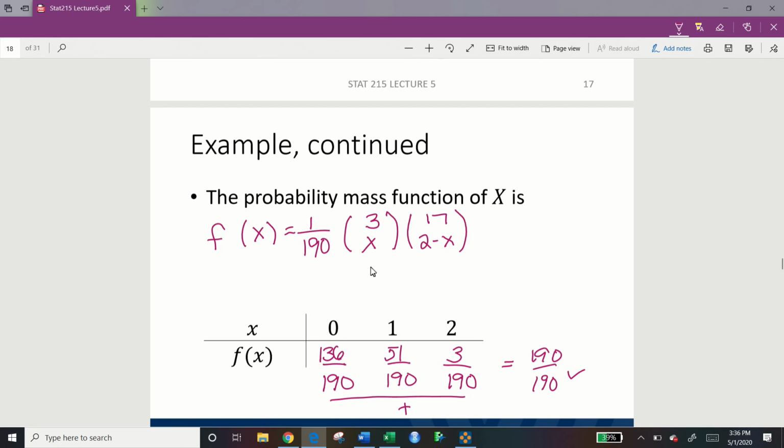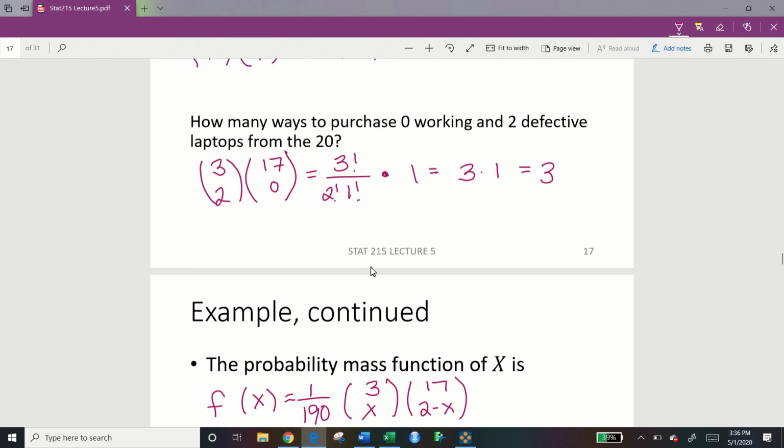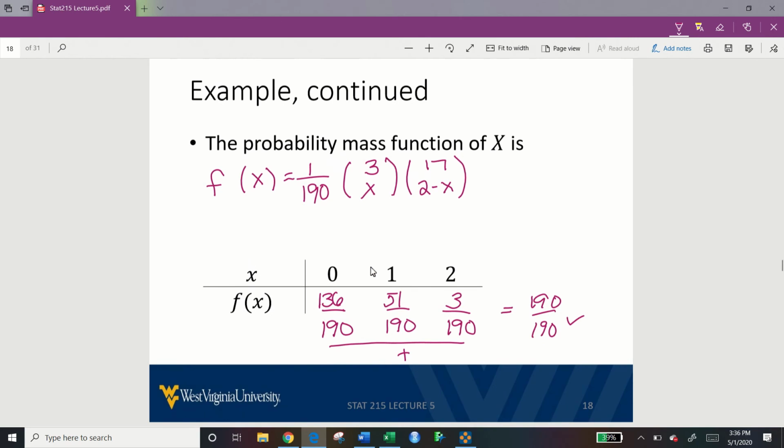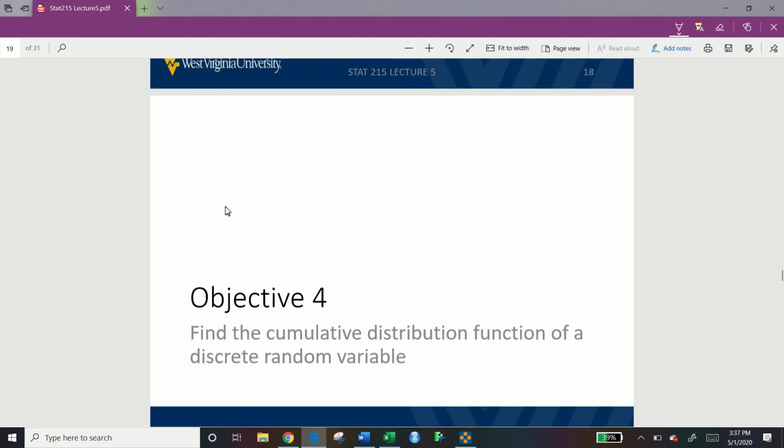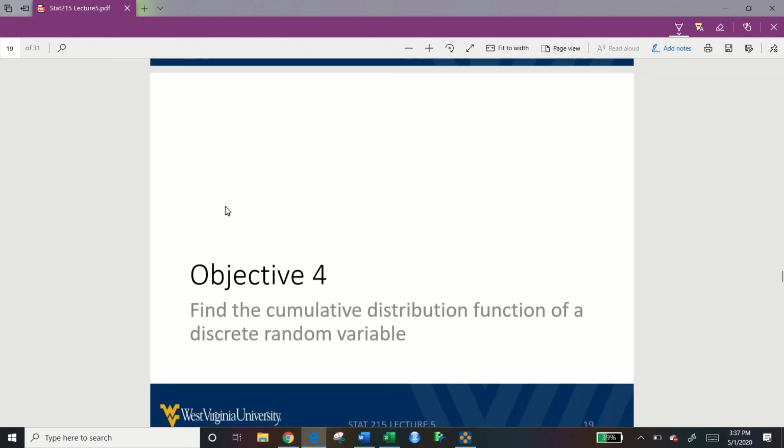That would give us our values of ways, or rather situations of how many ways of purchasing. To turn that into its probability, we needed to have it over our number of ways in our sample space, which would be 190. So together we have created this formula. Let's move on to the next slide, or should I say, the next objective.